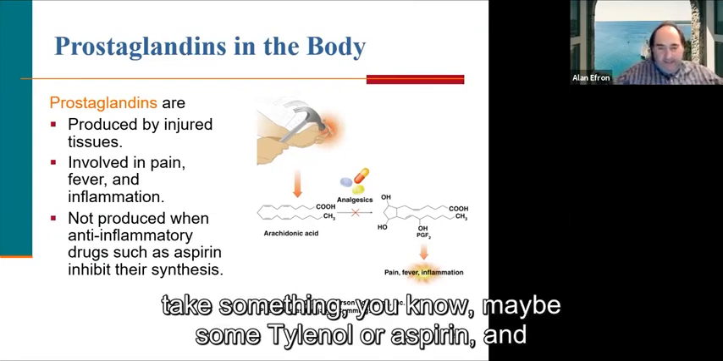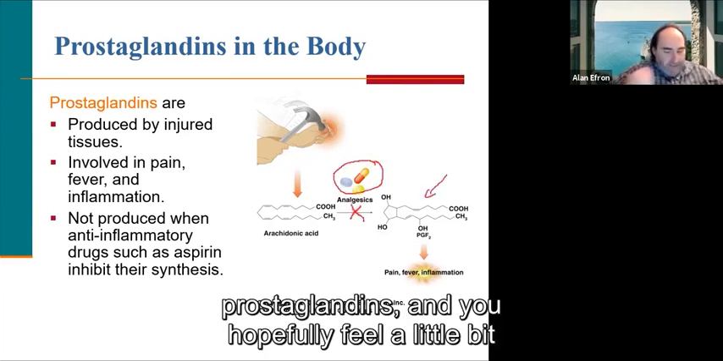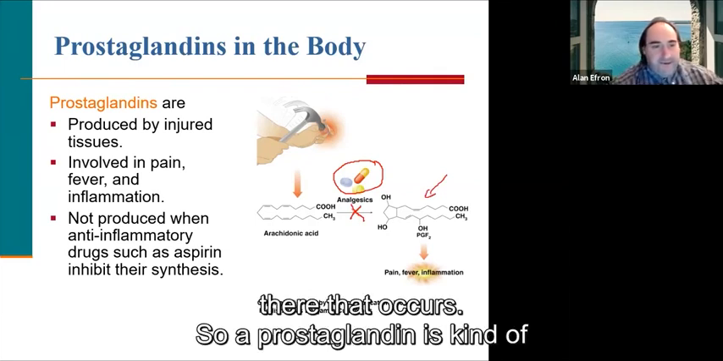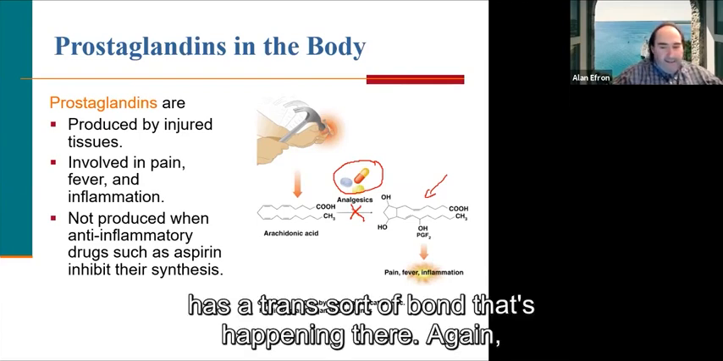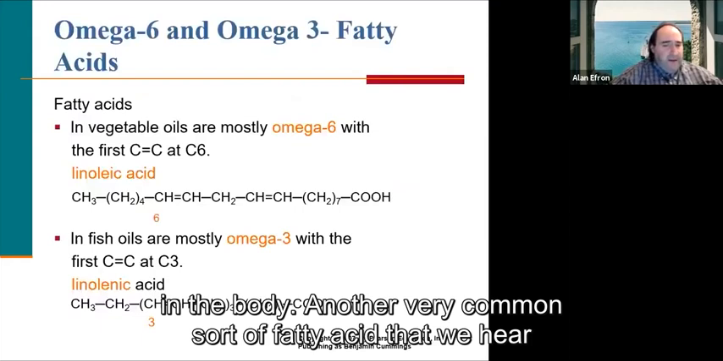And we could take something, maybe some Tylenol or aspirin. What that does is it tries to block the formation of our prostaglandins, and you hopefully feel a little bit better at that point as a result of the inflammation that occurs there. So prostaglandin is really a fatty acid. It has a pretty long chain, and again, has a trans bond that's happening there. Again, basically produced as a result of injury or inflammation in the body.